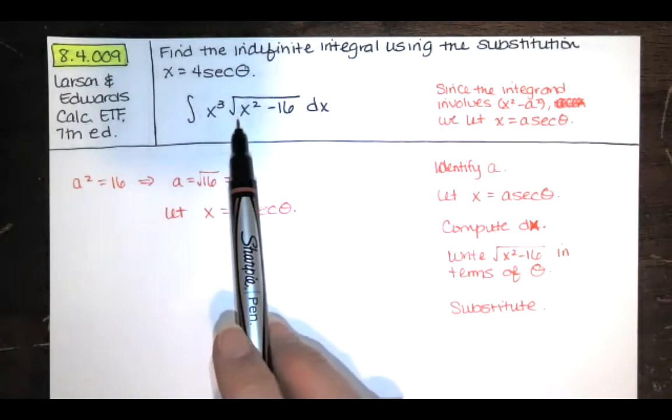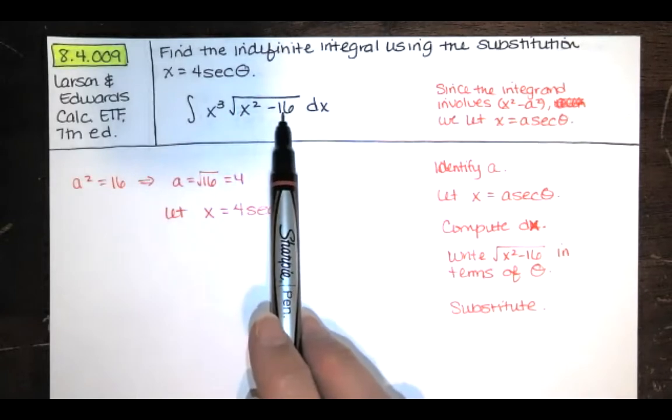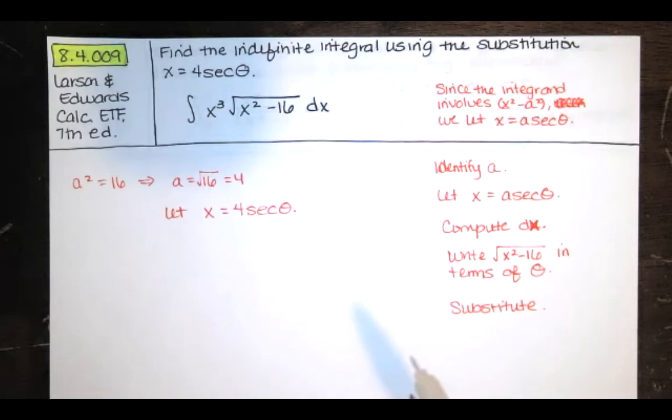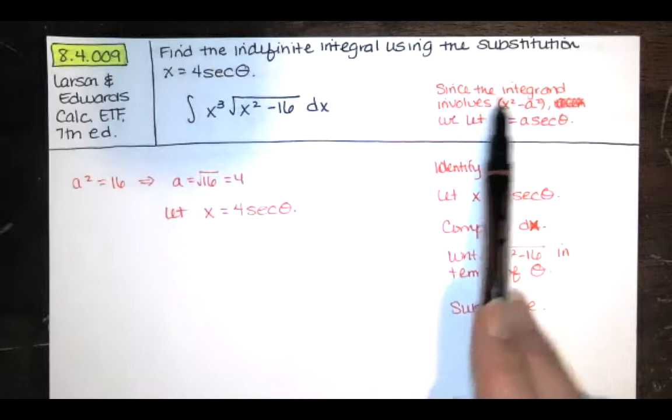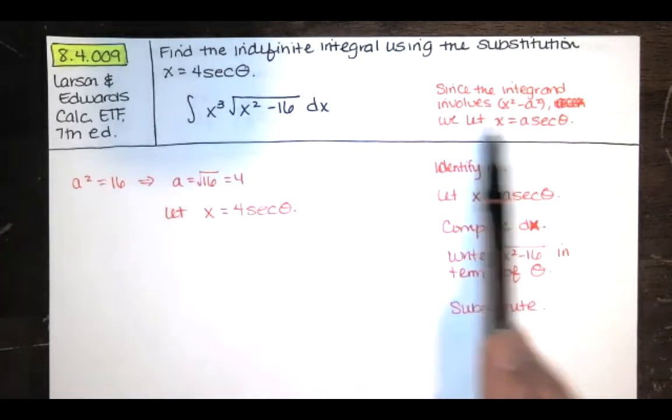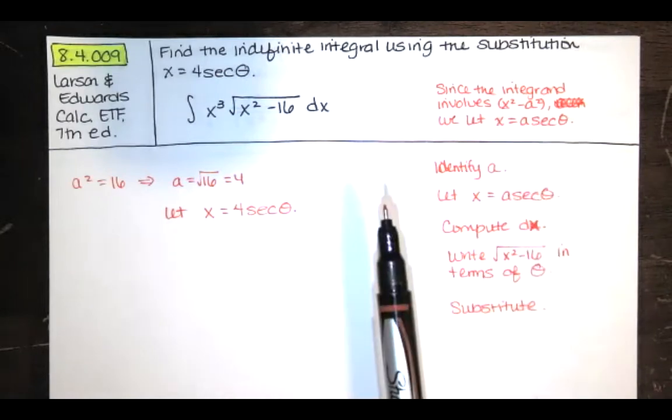But we would say, okay, basic rules don't work, u substitution doesn't work. But I've got an x squared minus a squared in the integral that reminds us of that arcsecant antiderivative. Since it looks kind of like an arcsecant problem, but it isn't, and basic rules and u substitution don't work, we're going to let x equal a times secant of theta. So when we see this, we go through that whole thought process and say, since the integrand involves x squared minus a squared, we're going to let x equal a secant of theta.